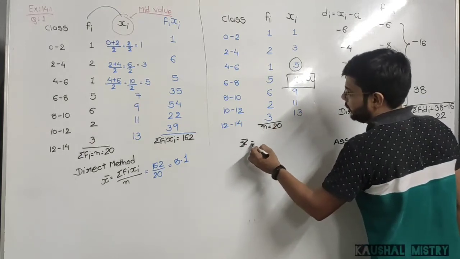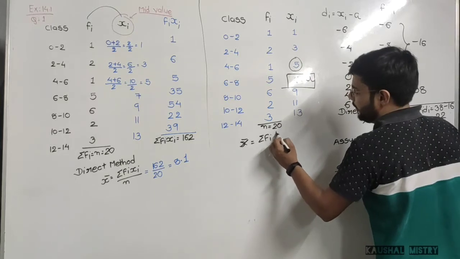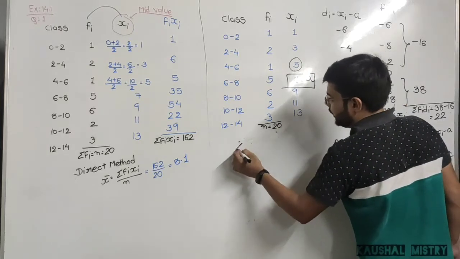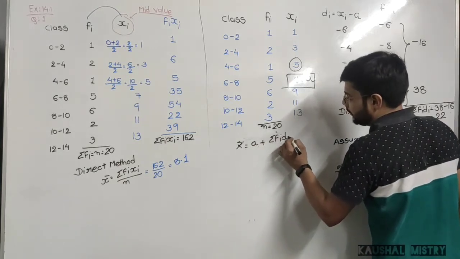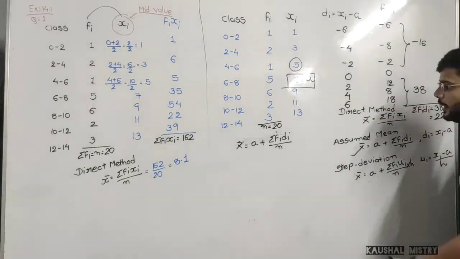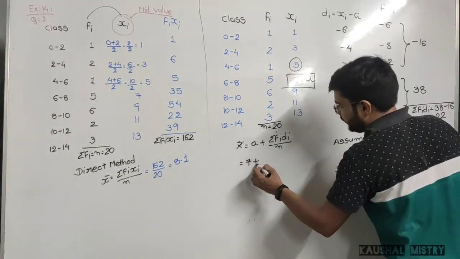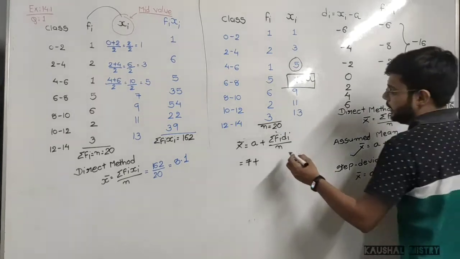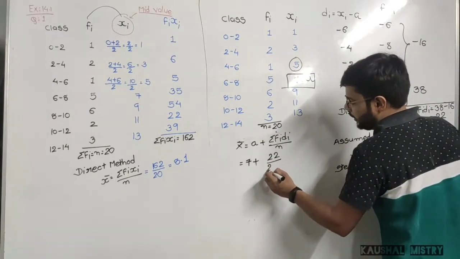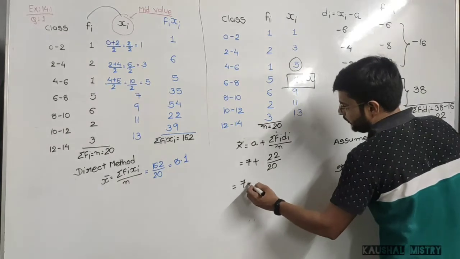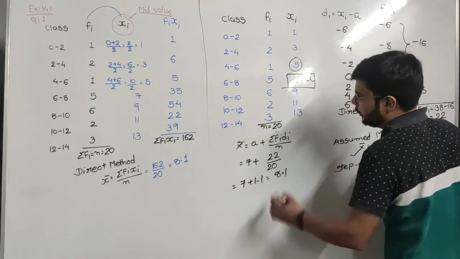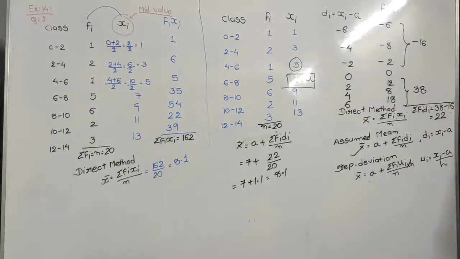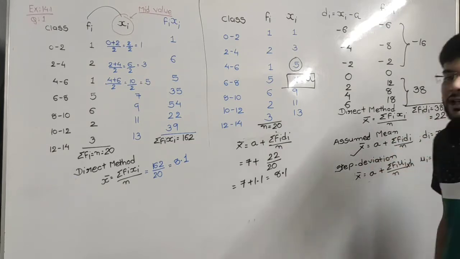So x bar formula is x bar equals a plus sigma fi di upon n. Now a is equal to, we know, 7. Sigma fi di is equal to 22. So 22 upon 20, so 7 plus 1.1, that will be 8.1. That will be the answer by the assumed mean method, right? Now we are going to solve this same sum by the step deviation method, right?